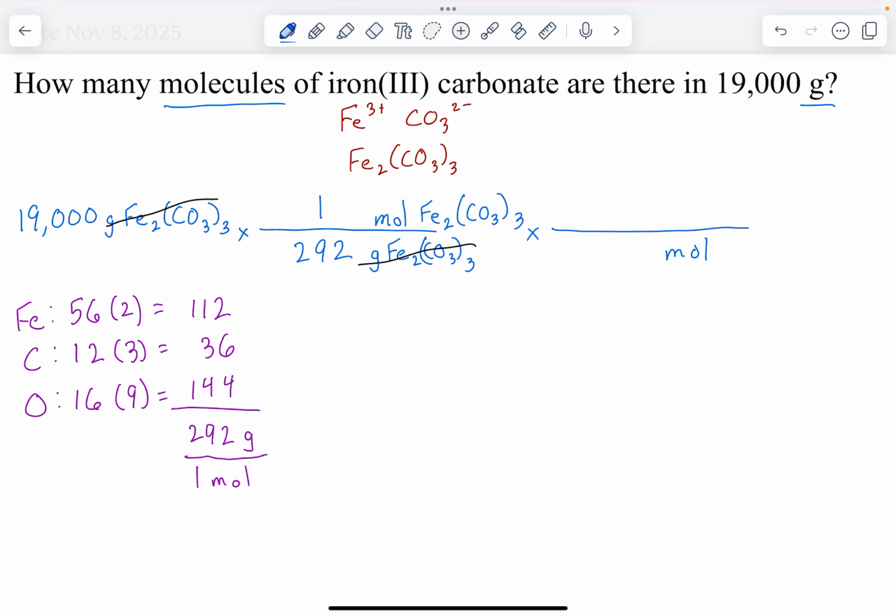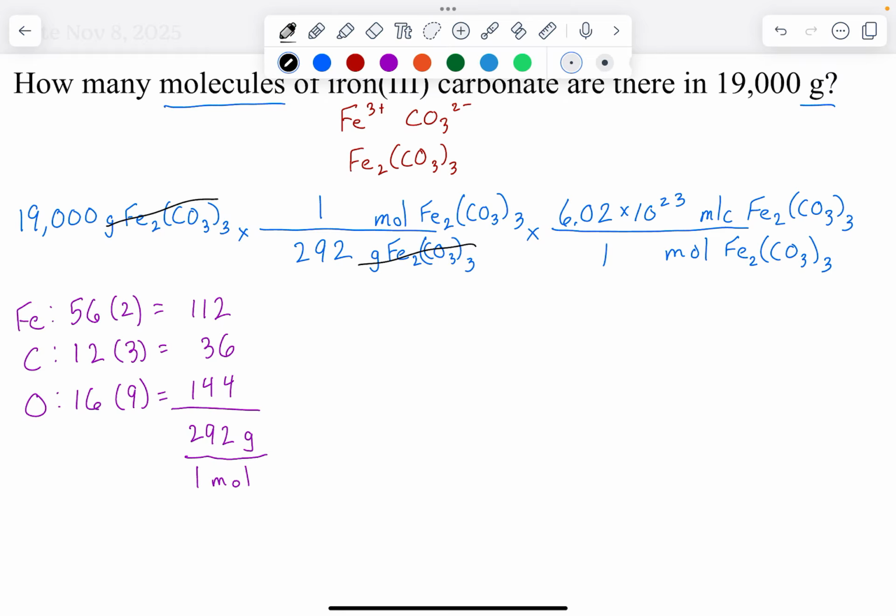So moles of iron 3 carbonate needs to go in the denominator, because that's the unit we're in right here, and we just need to use that moles in the denominator to cancel. And we want molecules, I'll use MLC for molecules, of iron 3 carbonate in the numerator. Now remember, the 1 will go with the mole, and there are 6.02 times 10 to the 23rd molecules of iron 3 carbonate in 1 mole.